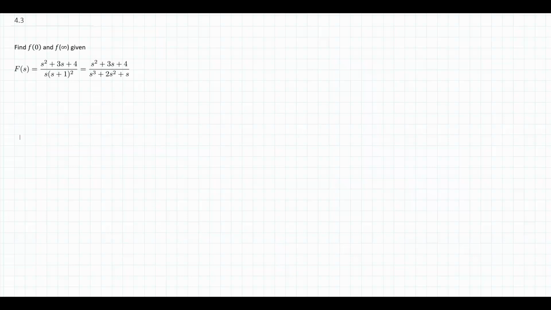Once again, in this example, we want to know what's f of 0 and the steady state value of f, or f of infinity. So let's look at what is s times f of s as we are going through our analysis. So first, I want to check if the poles of s times f of s are all in the left half plane. I'll use the factored form for right now: s squared plus 3s plus 4 over s times (s plus 1) quantity squared.